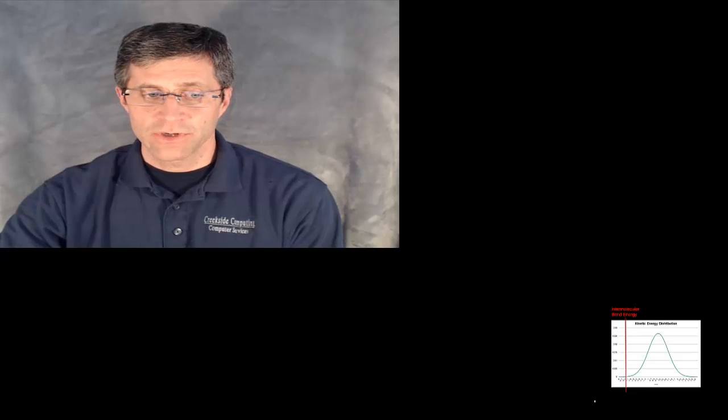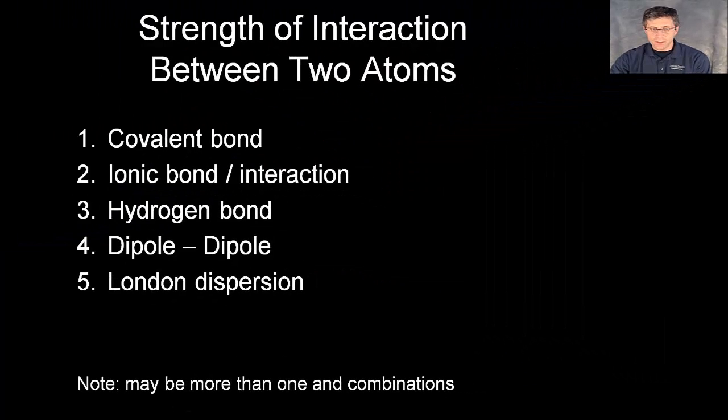Okay, let's look at bond strengths in general. So we'll briefly take a look at five. You should be comfortable with a couple of these already. So roughly in order of strength, covalent bonds are stronger than ionic bonds, and hydrogen bonds would be the next strongest, followed by dipole-dipole and London dispersion forces. And we'll go into all of these in just a minute, but an important point is that you can have more than one or combinations of these that can happen at the same time.